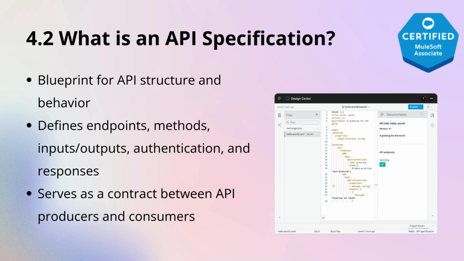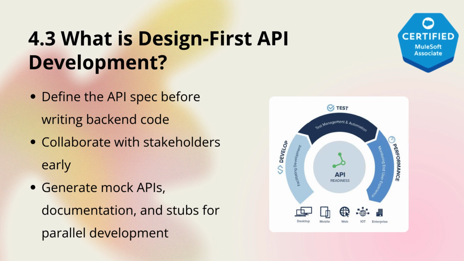Think of an API specification like a contract. It clearly outlines the agreement between the producer, the team developing the API, and the consumers, any team, application, or partner who will use it. By agreeing on the contract before development starts, teams can work in parallel, avoid surprises, and stay aligned throughout the project. Now, let's look at the design-first approach.